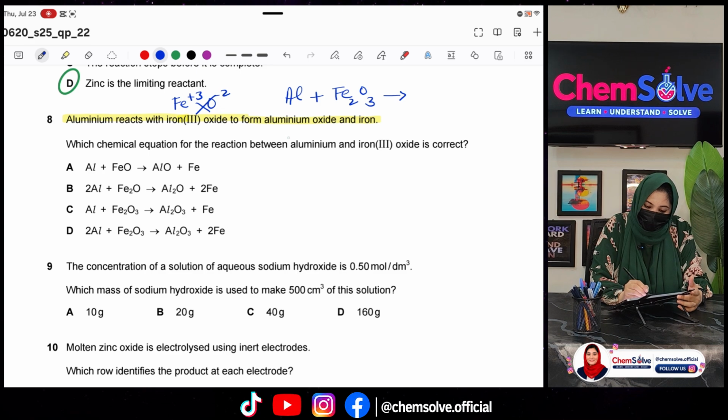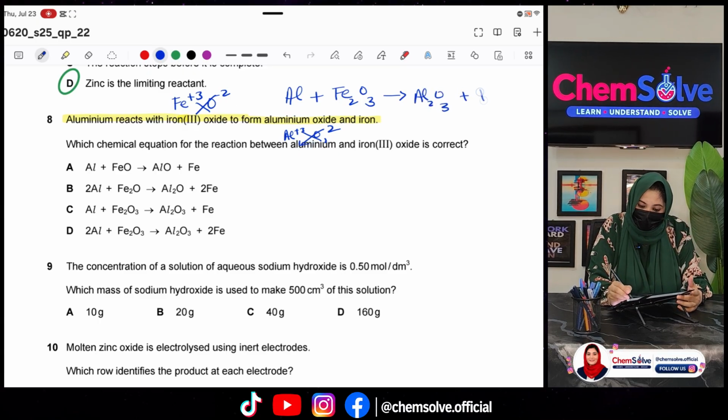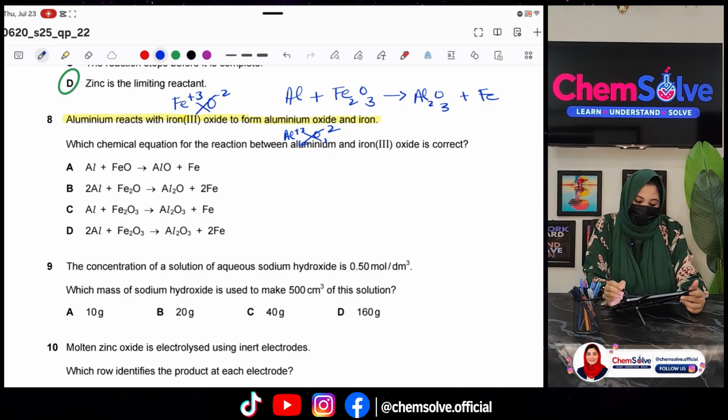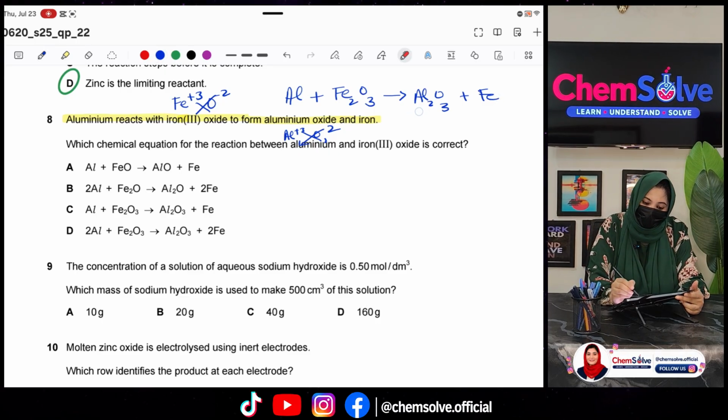Okay, what is the formula of the aluminium oxide? Aluminium has a positive 3 charge, oxide has minus 2. Charges will be like this, so it would be Al2O3 and iron. That's it. Now let's balance it. There are 2 aluminium here, so I have to put 2 aluminium here. There are 2 iron here, so I have to put 2 iron here. Now everything is balanced.